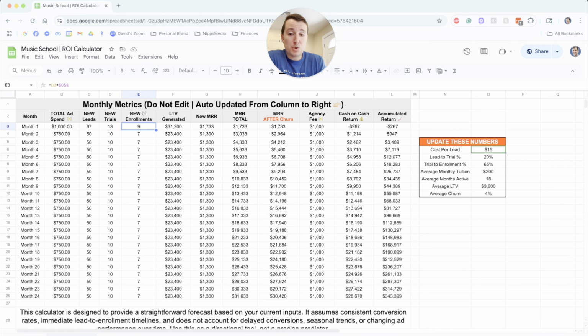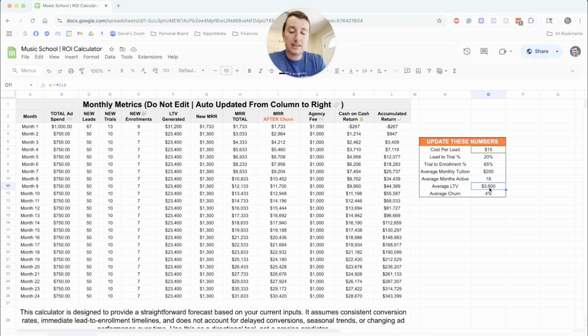So for 9 new enrollments, the lifetime value generated is actually $31,200. And you're probably like, wait. How is that even possible? Well, you just have to run the numbers. So we did a calculation earlier where 18 times 200 over here equals $3,600. That's how much a student is worth to us during the duration of their time. 3,600 times 9 comes to 32,400.